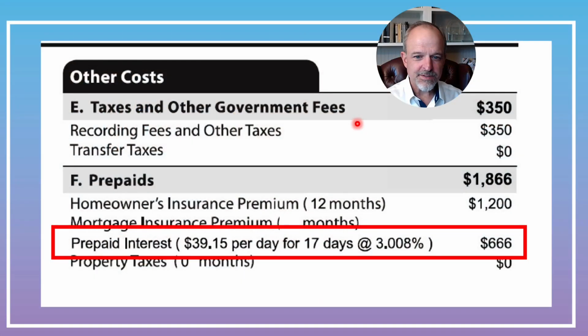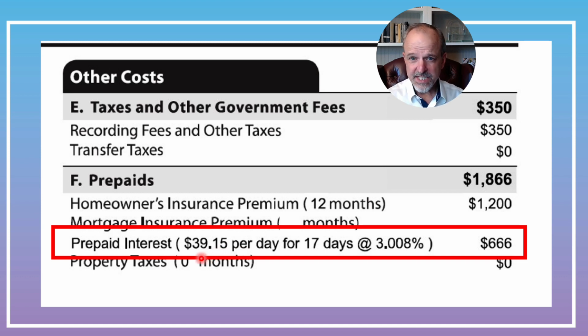Today I want to talk to you about prepaid interest. Just to explain what that is, sometimes it's an ill-understood item on the closing disclosure or your loan estimate. And it can be a significant number. Here is section F of the closing disclosure on page 2 under prepaids, and you have this item called prepaid interest. In this example, it just happens to be $39 a day.